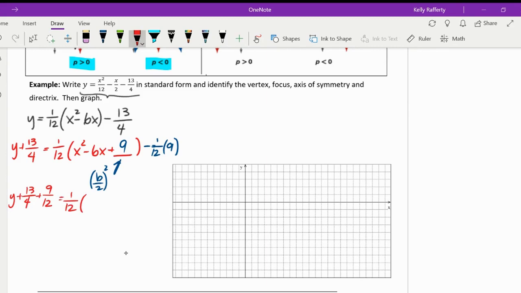And now the whole point of completing the square was this could be x minus 3 squared, that nice binomial term we have in there. All right, so over here, if I add these together, this guy would be 39 over 12. So I'll get 48 over 12, which is really y plus 4.